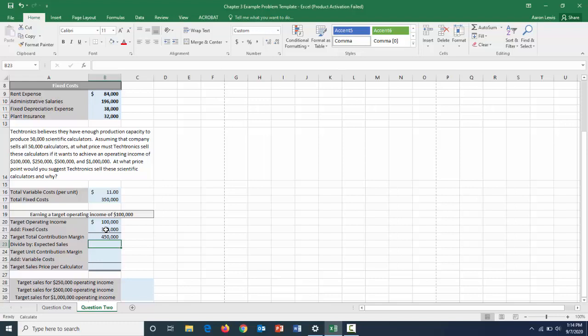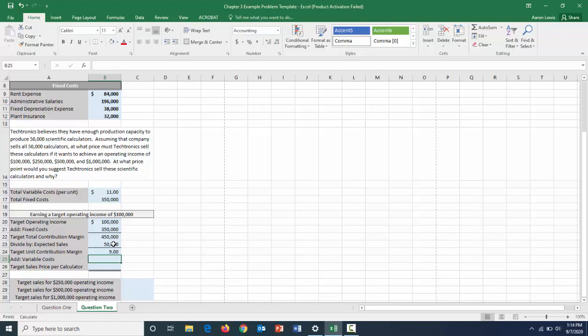Well, let's divide that by our expected sales volume to come up with how much we need our contribution margin to be for each calculator we sell. And the information just told us that Tektronix believes that they have enough production capacity to produce 50,000 calculators, and they can sell all 50,000 of those calculators. So our expected sales is 50,000, which means to come up with that $450,000 in total contribution margin by selling 50,000 calculators, each calculator has to have a contribution margin of $9.